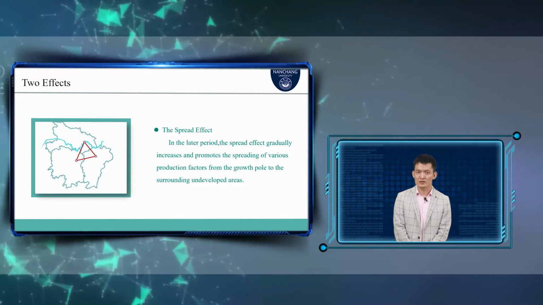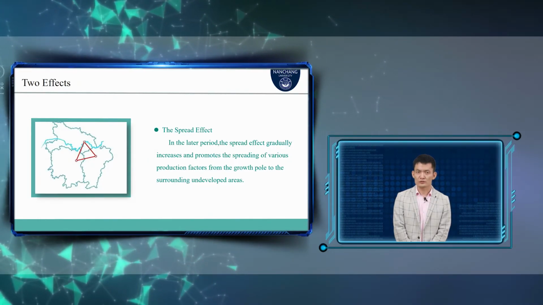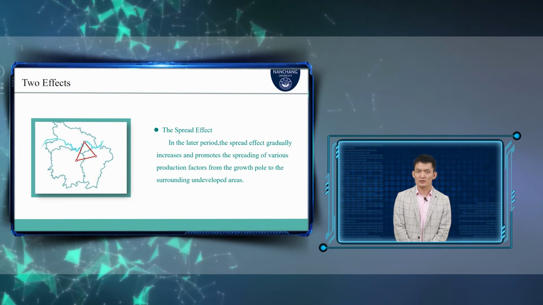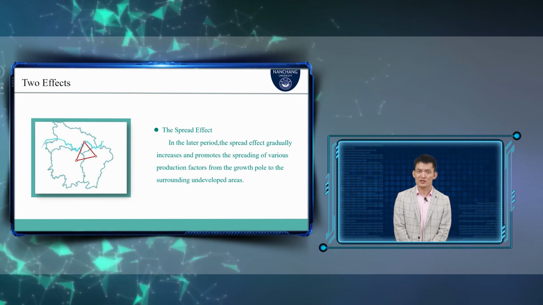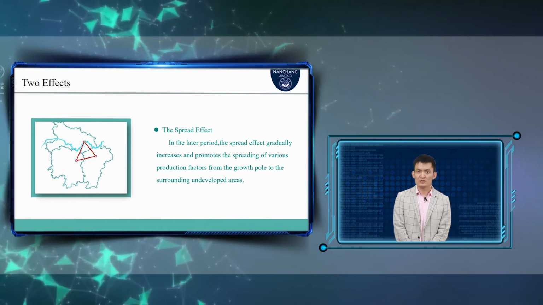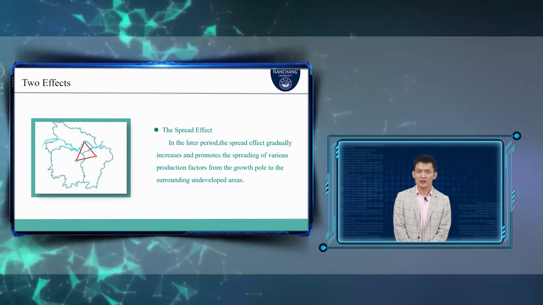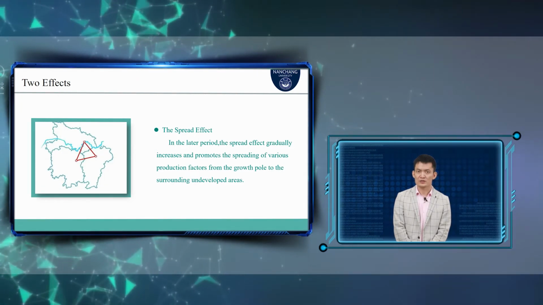At the initial stage of development, the dominant effect is the main force. When the growth pole reaches a certain level of development, the dominant effect is weakening, while the spread effect is strengthening.